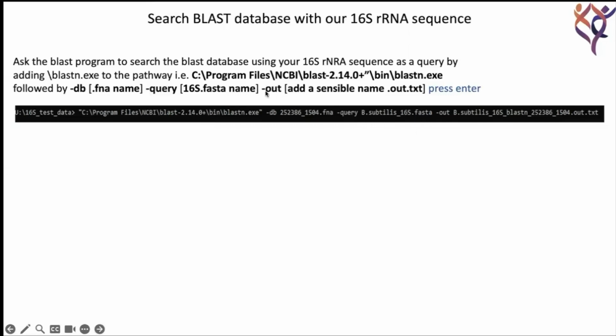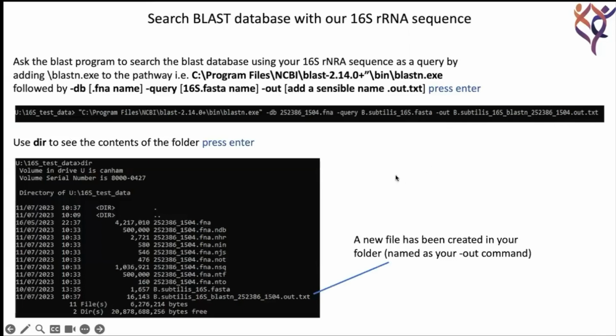And then you need to name it something. So the -out instruction is to name that file something sensible that you can then find afterwards. So we've named it the organism, 16S, blastn, so the operation, and then the file name of the FNA file, .out.txt. And you can see here that that new file, once you've run that, you press enter and then dir, and it's created that output.